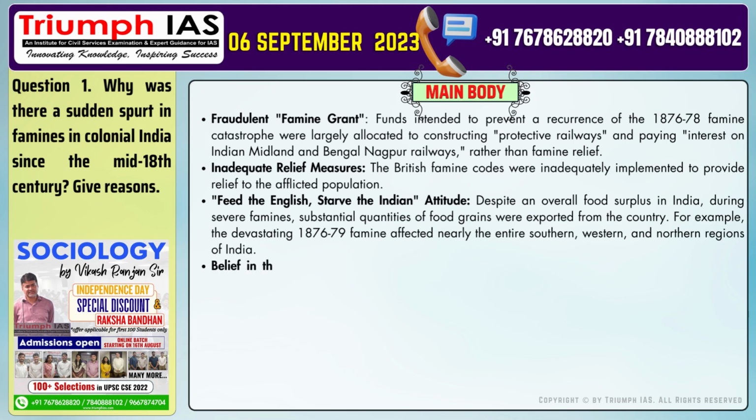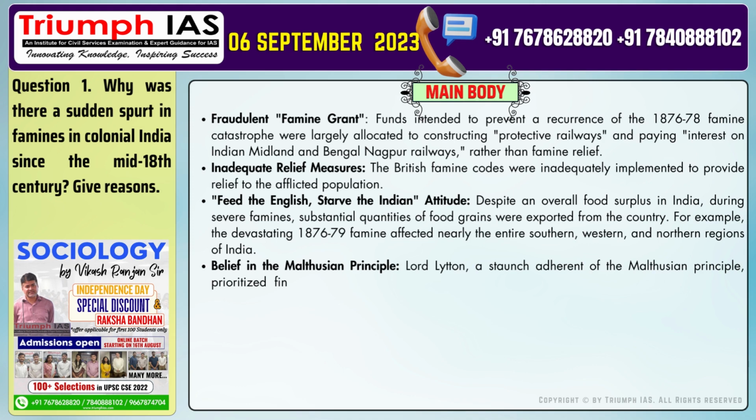Number 11. Belief in the Malthusian principle. Lord Lytton, a staunch adherent of the Malthusian principle, prioritized financial frugality and assigned Sir Richard Temple to oversee the avoidance of unnecessary expenses on relief efforts.